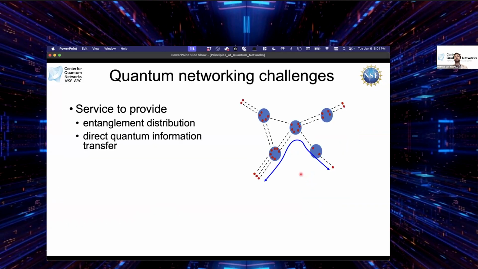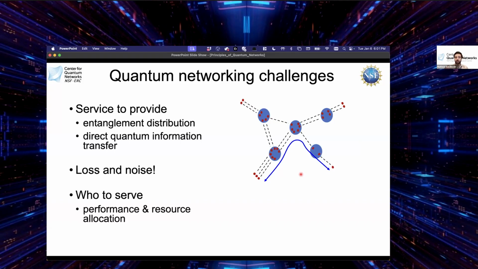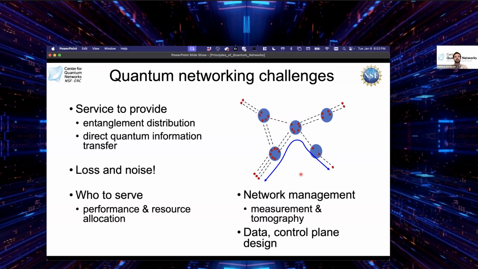And what are the challenges involved when we're discussing or even designing quantum networks? Well, the first thing to do is to define whether we're going to perform entanglement distribution, meaning 2-way, or direct quantum state transfer, 1-way. We will need to deal with both loss and noise in order to have efficient end-to-end quantum communication. We will need to decide which user groups should be served at any point in time, which leads to problems in performance and resource allocation. And finally, we will need to perform some type of network management so that we can assess how the quality of our network is as we operate it. Finally, it is necessary to also design how data and control will unfold when we are distributing quantum information or generating entanglement.